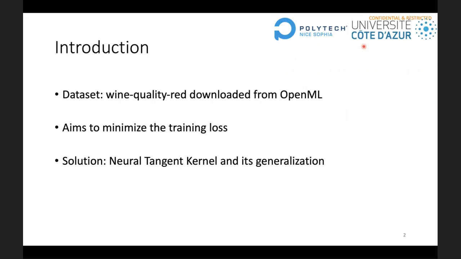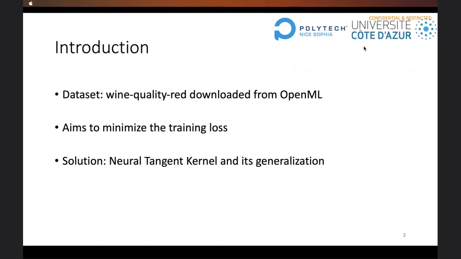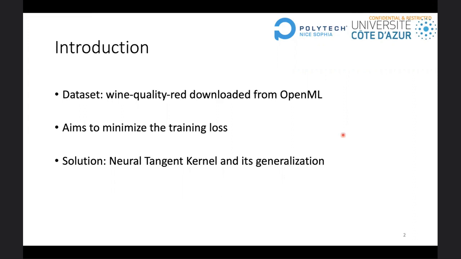The dataset we use is named Wine Quality Red. It has 11 different features of the red wine. Depending on that, we have a score for each of them. It's downloaded from OpenML. And we are going to use some deep learning technique to train on this dataset and make predictions. Moreover, we also plan to minimize the loss during the training process by applying neural tangent kernels and its generalization.